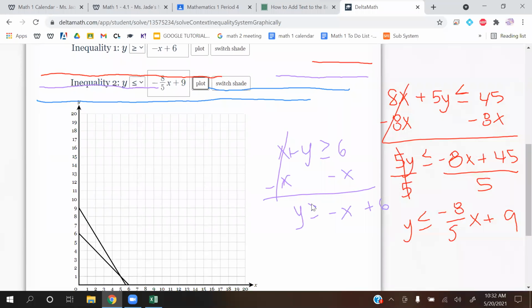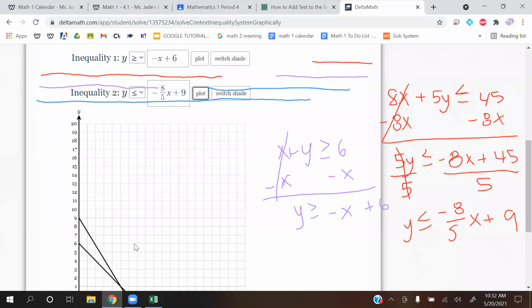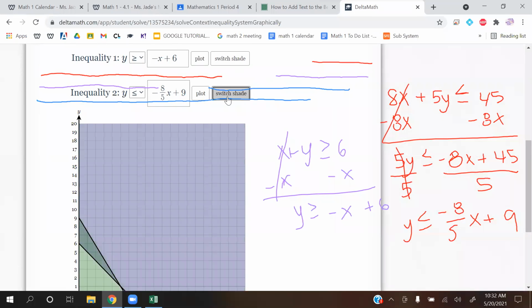So as you can see, here are our graphs. So for this y is greater than or equal to negative x plus 6, that's going to be that line that's getting the shading right now. So if it's y is greater than or equal to, I want to be shading up. So that's why I'm going to click up to shade it up. For the next one, it says y is less than or equal to. So that's this line. And so if it says less than or equal to, I want to be shading down.